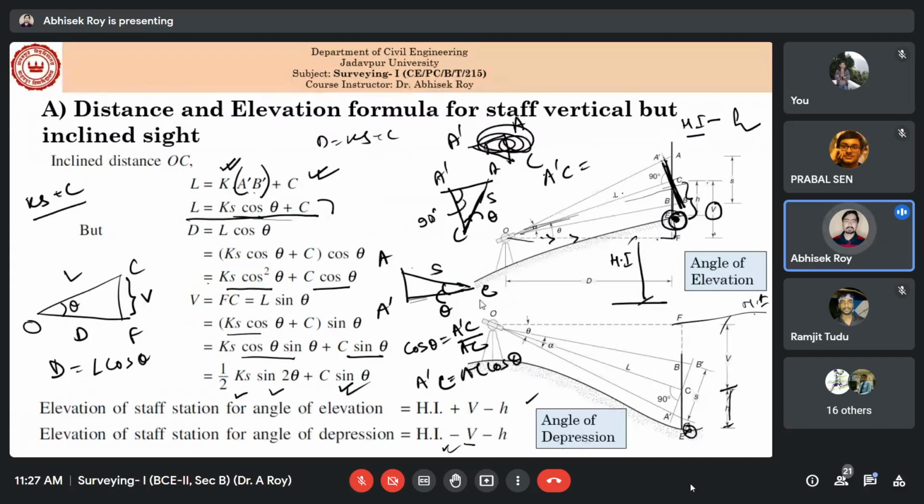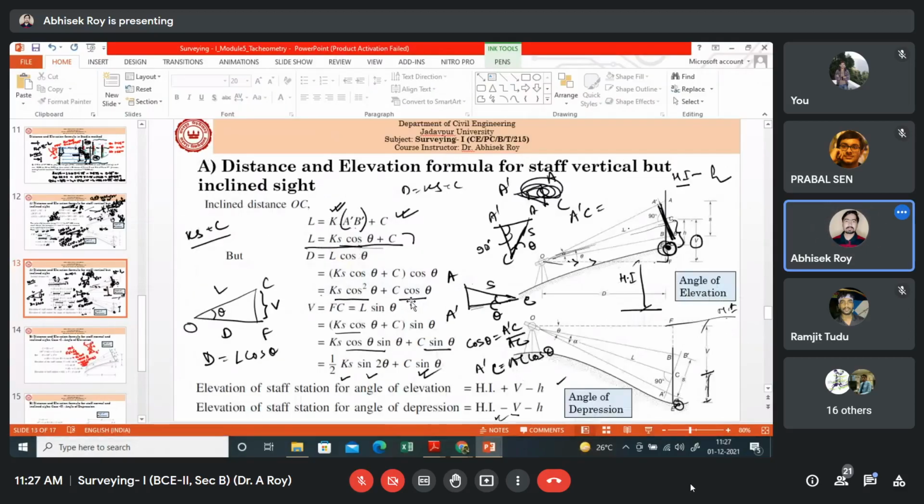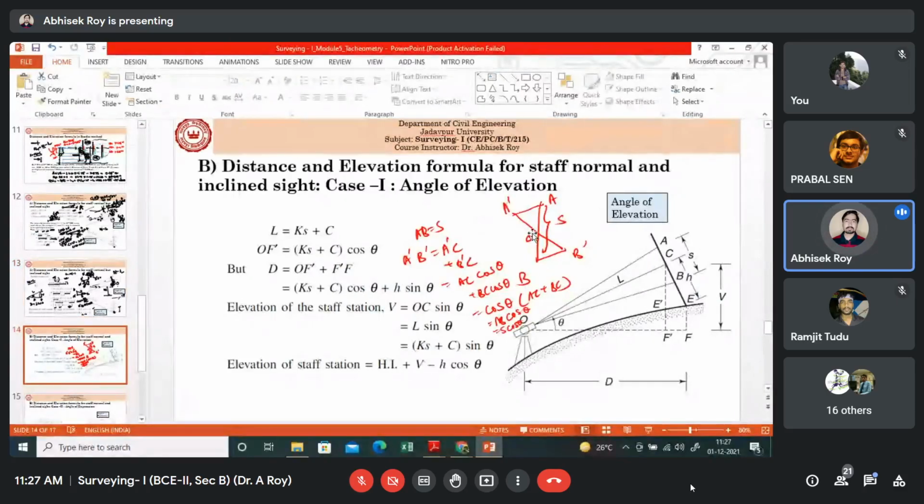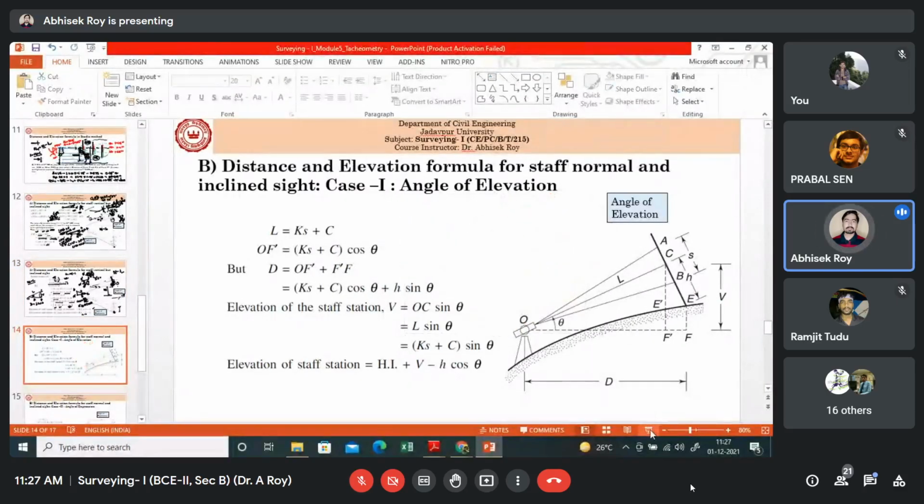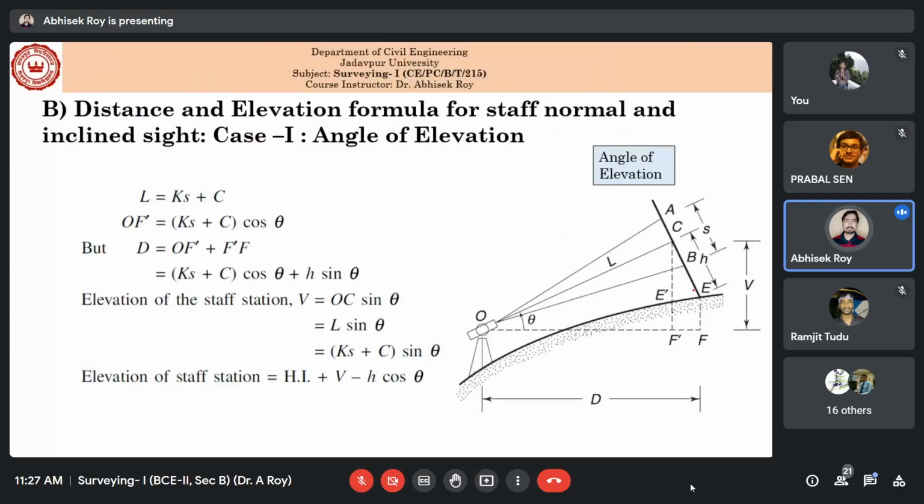Okay, so that's all for the distance when your staff is vertical but your slope is inclined. Now the second case which we will discuss is when your staff is normal. Staff is normal means your staff is held not at 90 degrees with the ground, but at 90 degrees with the line of sight. Then what will happen? This case is very easy, like the first part we have discussed.